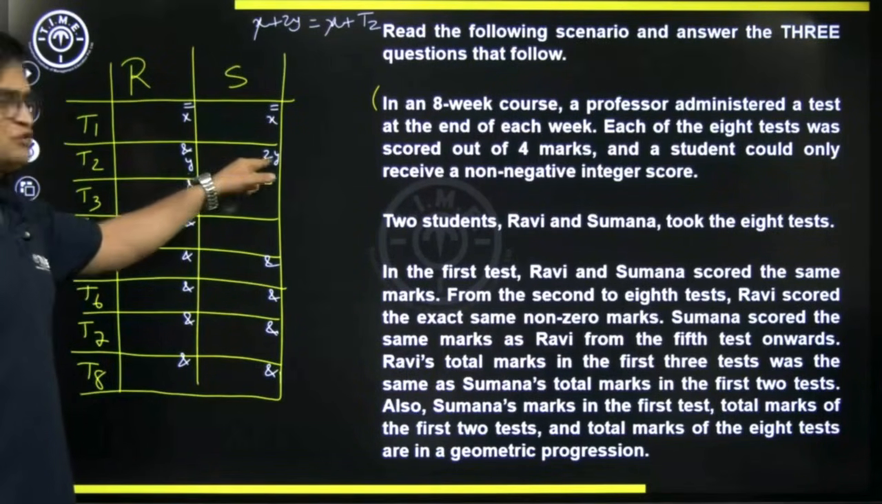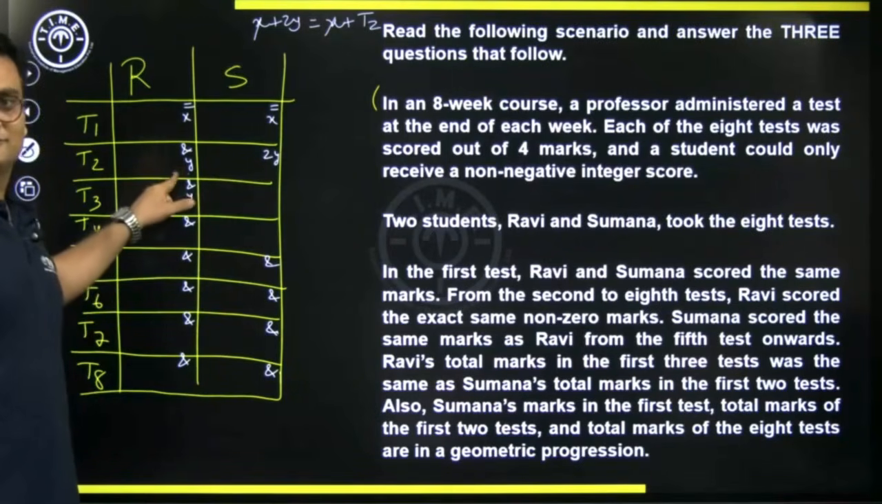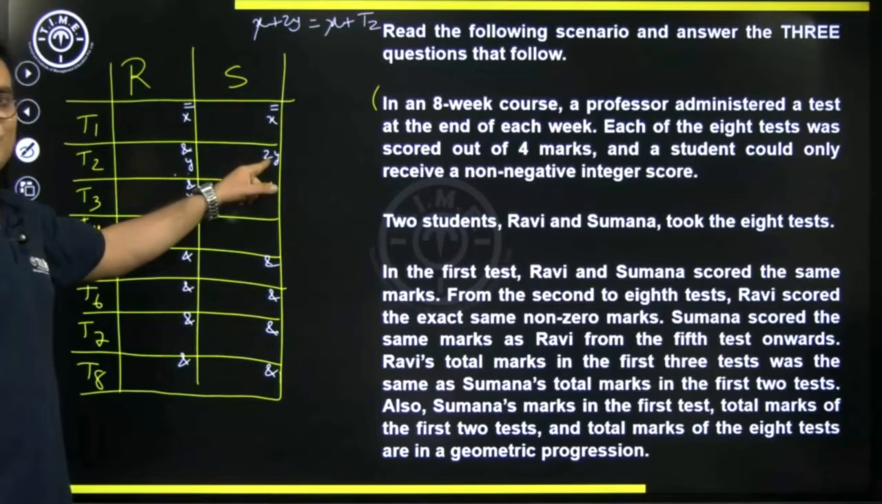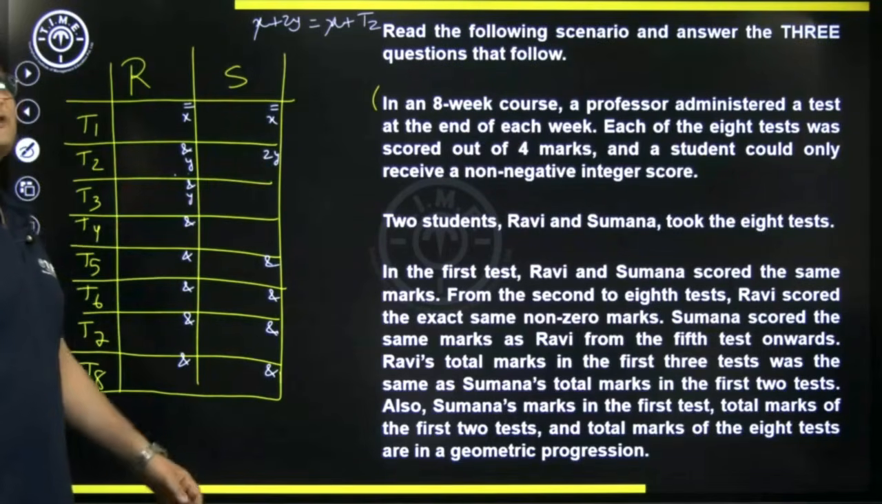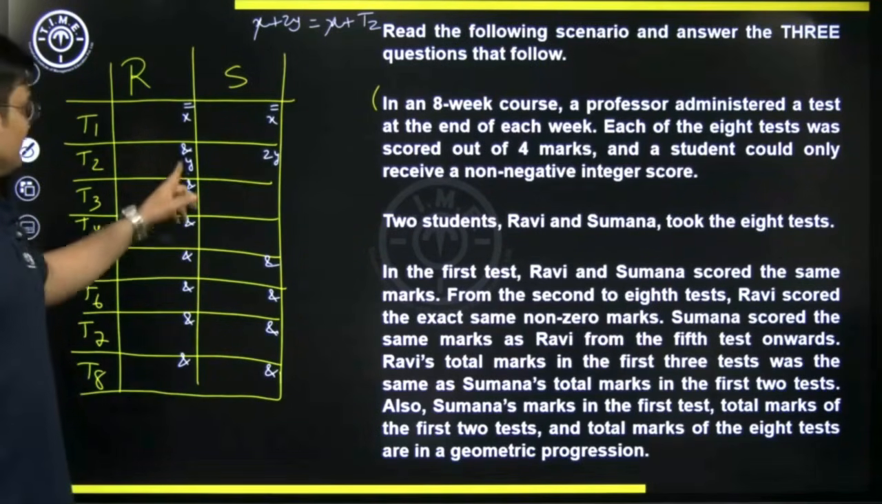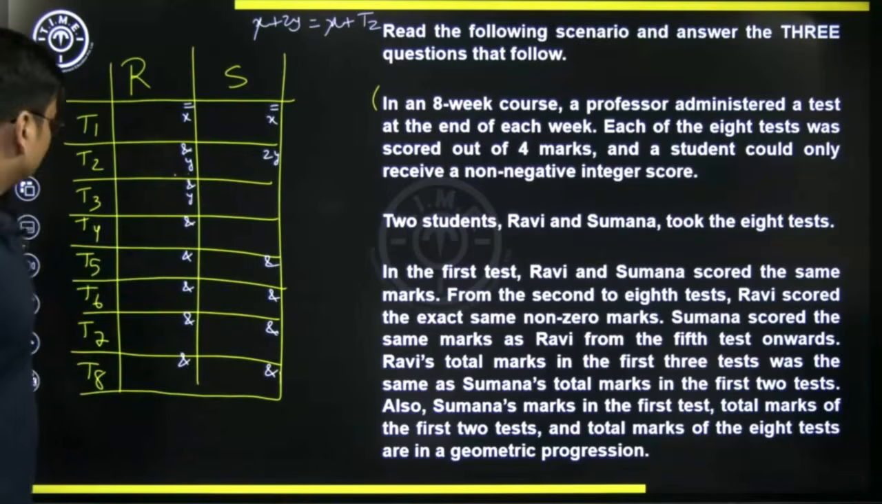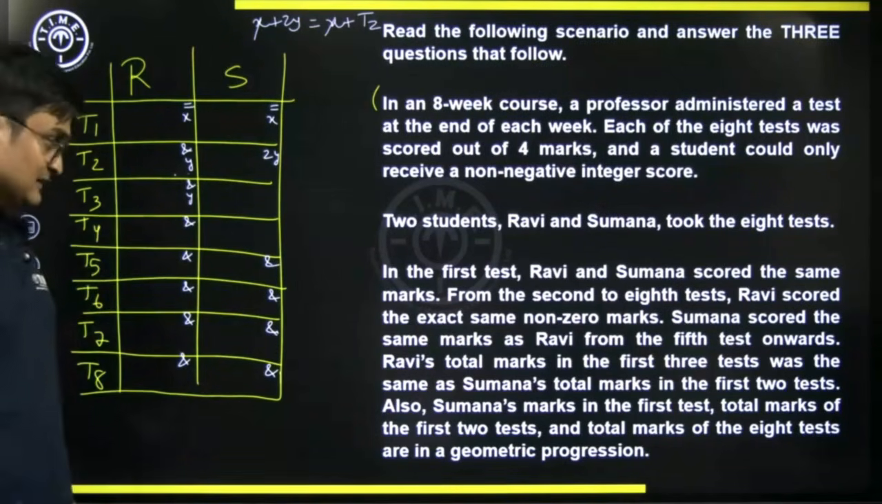If this is y, this is 2y. This is non-zero, so this could be 1 or 2 or 3 or 4. But this should be twice of that. At the same time, the maximum score allowed is 4. So 2y will be less than or equal to 4. That means y will be less than or equal to 2. So y can be 1 or 2 only. That's it. So we can have 2 possibilities for y. Let's read further.